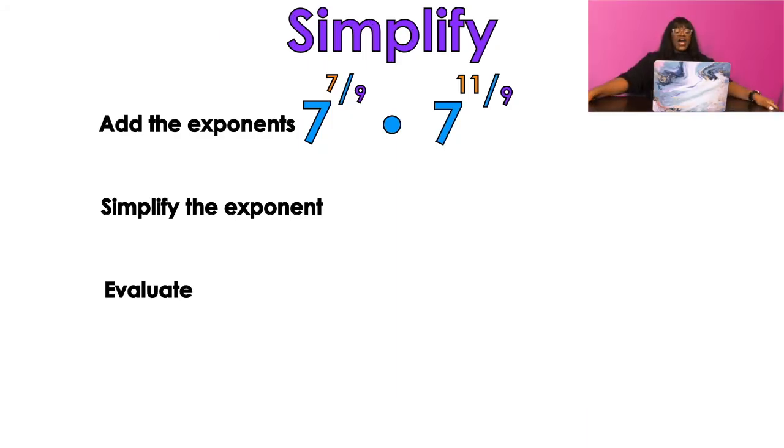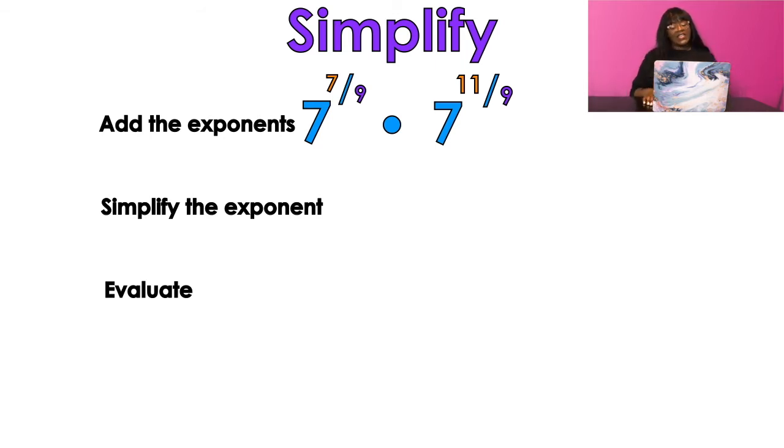Okay, simplify. Step number one, add the exponents. I can only add the exponents because the sevens are the same. If it was 7^7 and 6^11, I cannot do what I'm about to do right now. But because those sevens, my base, it's all about that base. Because my bases are the same, I can add the exponents.